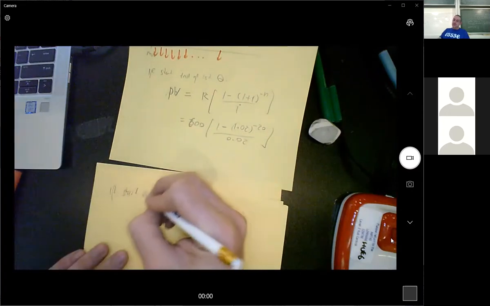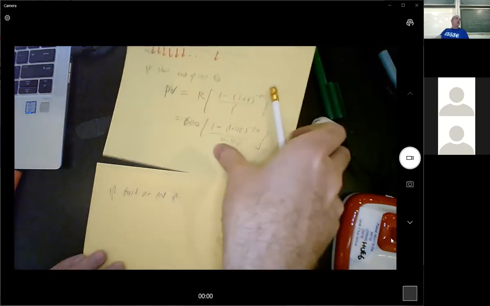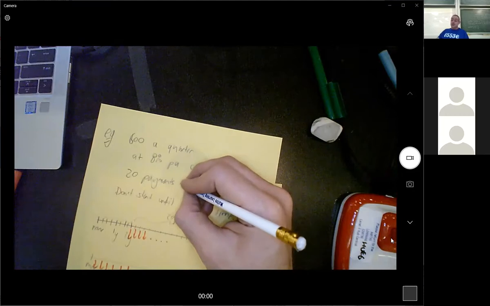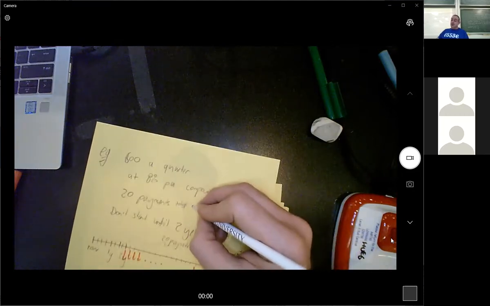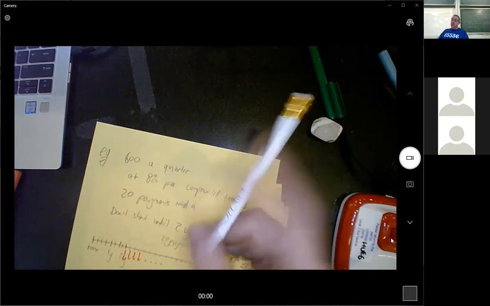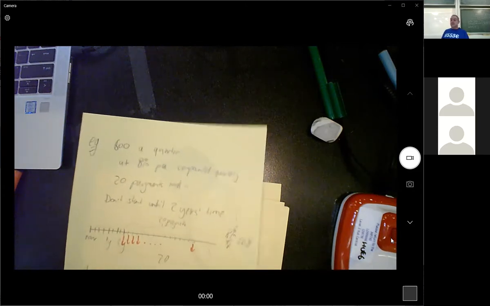Is it 20 payments total or 20 payments after 2 years? 20 payments total once you start payments. So what I mean is these payments here, there's 20 of them. Oh, so after 2 years, it's 20 payments. Yeah. You don't get any payments for the first 2 years.